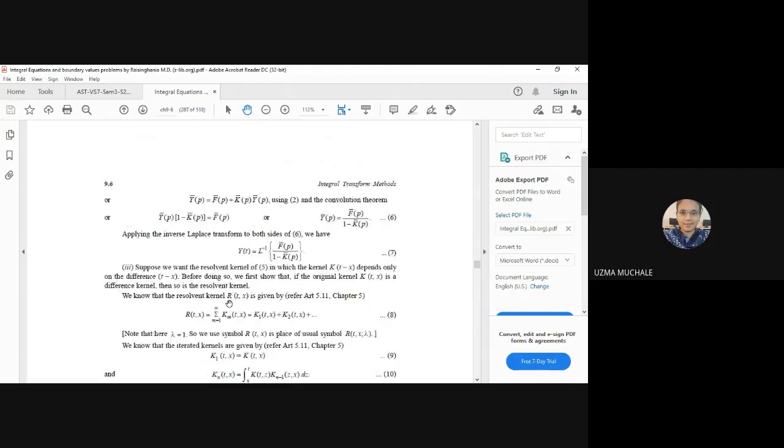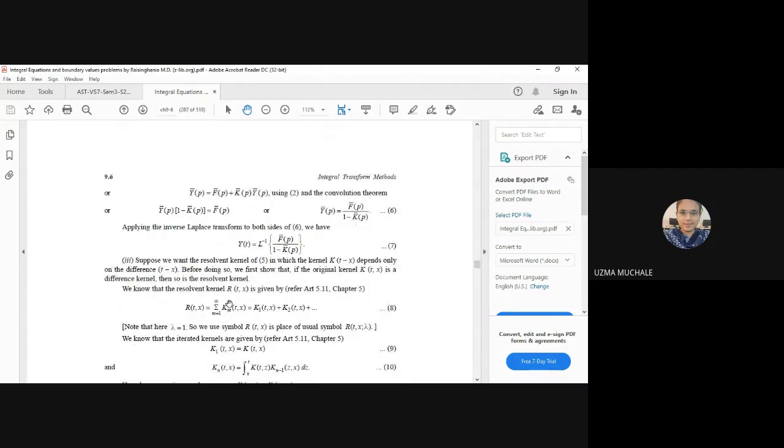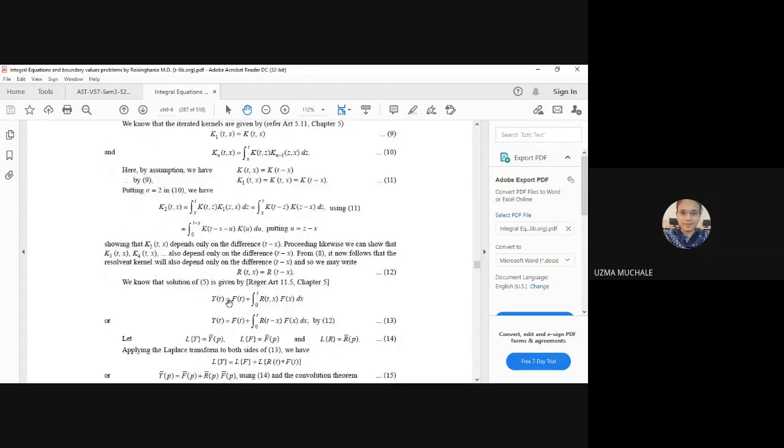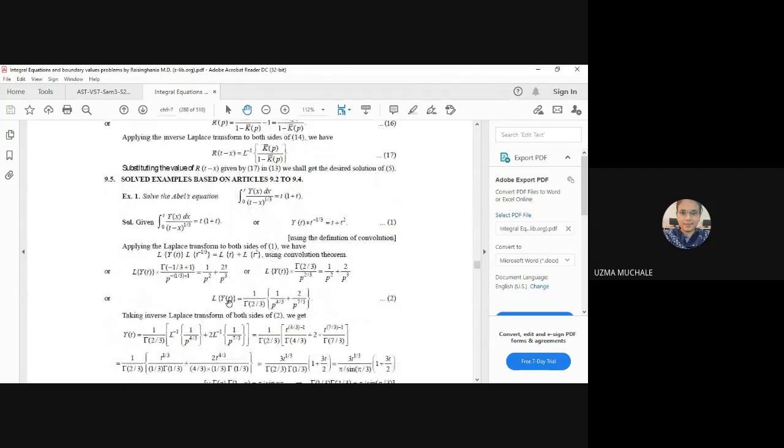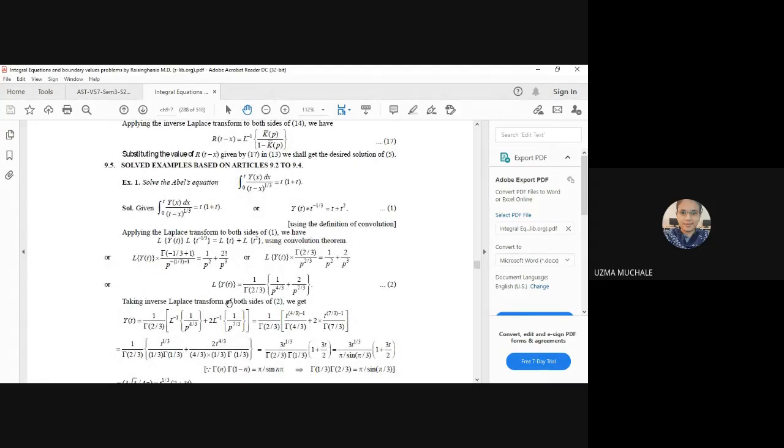So these are the things we are going to study in the Laplace transform and Fourier transform methods for solving the integral equation. You can go for these formulas. Now let us go for examples. Solve the Abel's equation. This is what an Abel's equation is. It may be there for your MCQ examinations. This is the equation introduced by Abel.